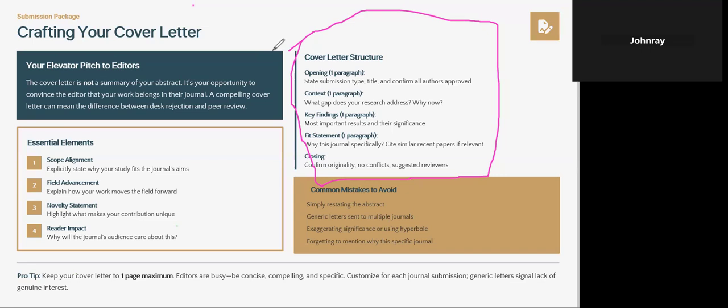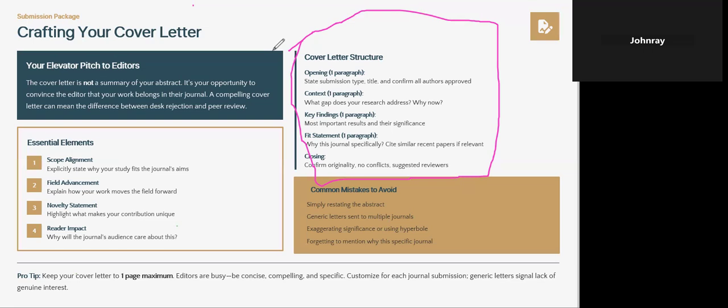So the scope and alignment, you explain that. You also state the advancement, the importance of your research article, and the novelty of it. State that in it and make it clear.